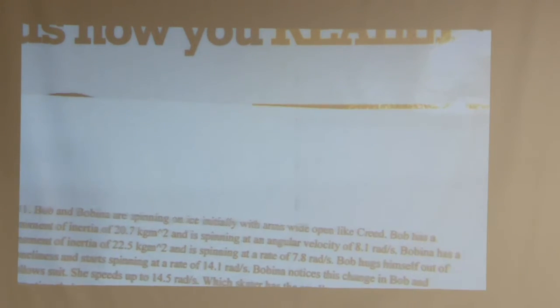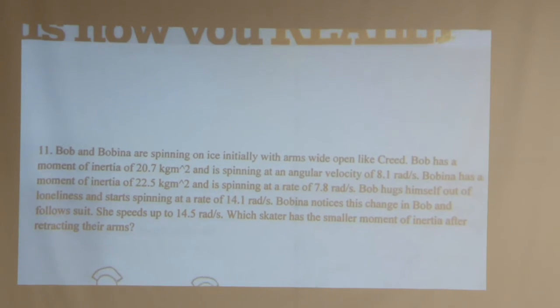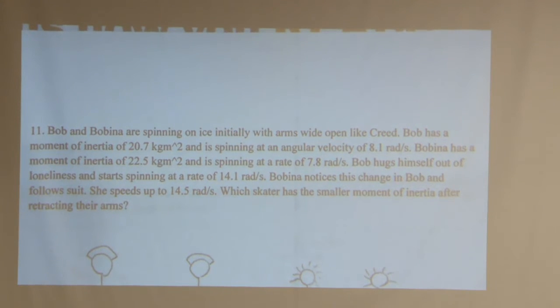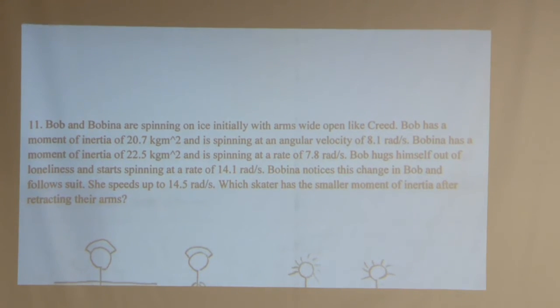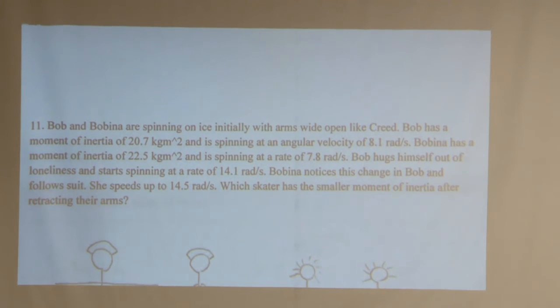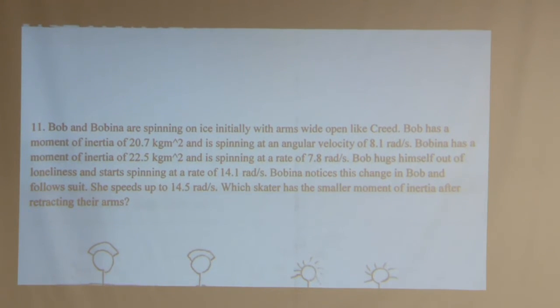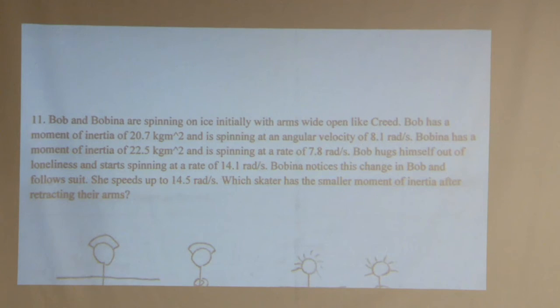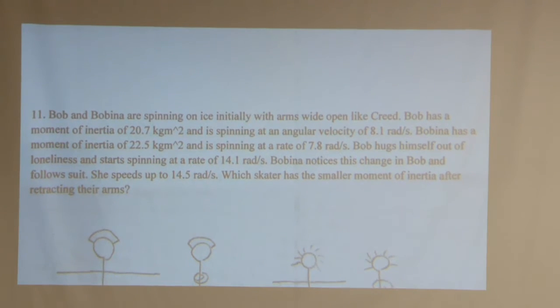All right, so this is also angular momentum. We have Bob and Bobina spinning on ice, initially with arms wide open, like Creed. Bob has a moment of inertia of 20.7 kilograms meter squared and is spinning at an angular velocity of 8.1 radians per second. Bobina has a moment of inertia of 22.5 kilogram meter squared and is spinning at a rate of 7.8 radians per second. Bob hugs himself out of loneliness and starts spinning at a rate of 14.1 radians per second. Bobina notices this change in Bob and follows suit. She speeds up to 14.5 radians per second. Which skater has the smaller moment of inertia after retracting their arms?